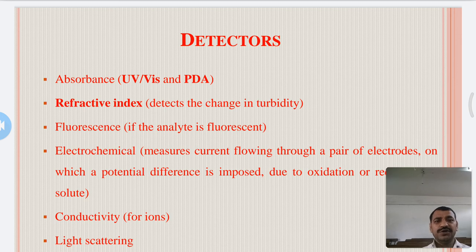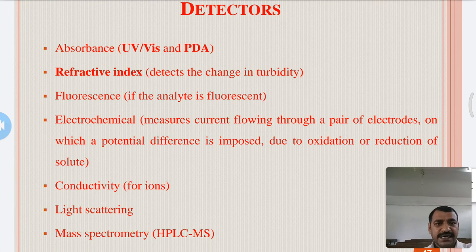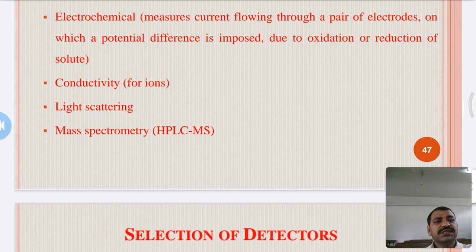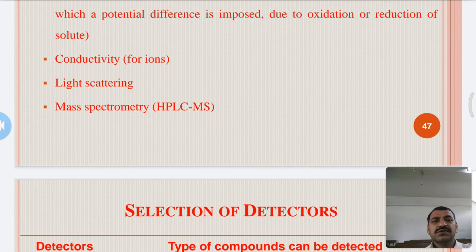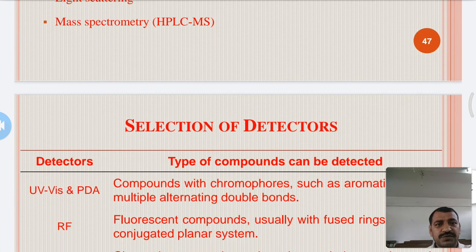Okay, so at that time we use an electrochemical detector. And last, conductivity. These types of detectors are used in the detection of different types of ions, like organic or inorganic ions. Then the light scattering detector. Then the mass spectrometry detector, HPLC-MS, like GC-MS types of detector. HPLC, high performance liquid chromatography, first separates the components and then detects their mass. So these two techniques are combined in this instrument.